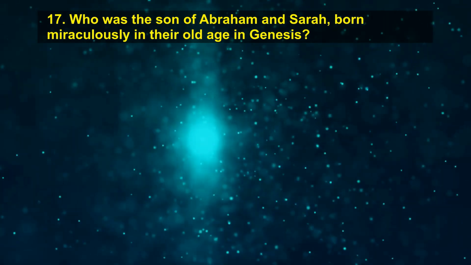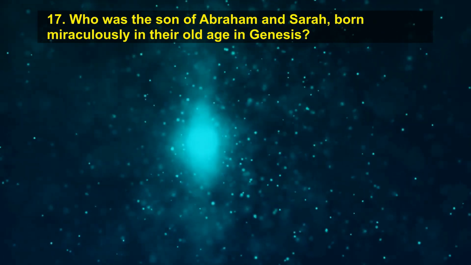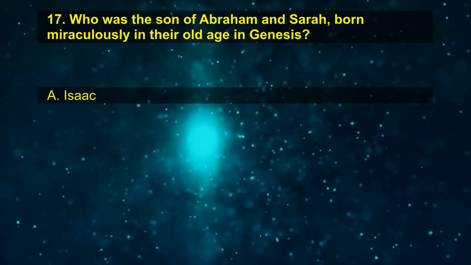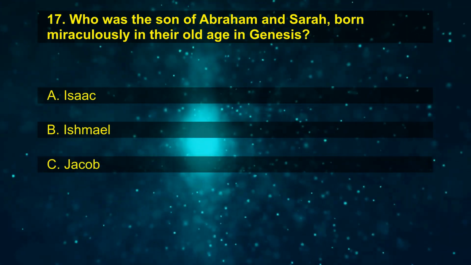17. Who was the son of Abraham and Sarah, born miraculously in their old age in Genesis? A. Isaac. B. Ishmael. C. Jacob. D. Joseph.